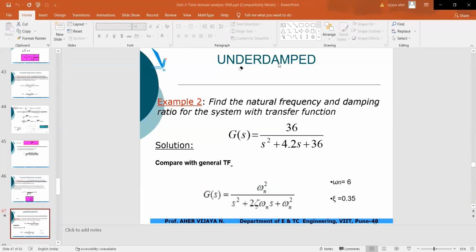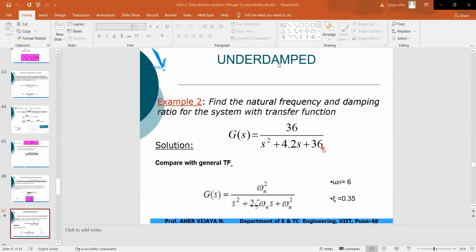Is this screen visible? What is written on screen? Underdamped system, right? Example is given. Write this example. Find the natural frequency and damping ratio of the given system with this transfer function. What is the given transfer function? G of s is equal to 36 divided by s square plus 4.2s plus 36.